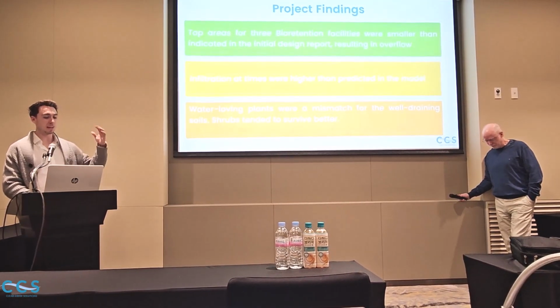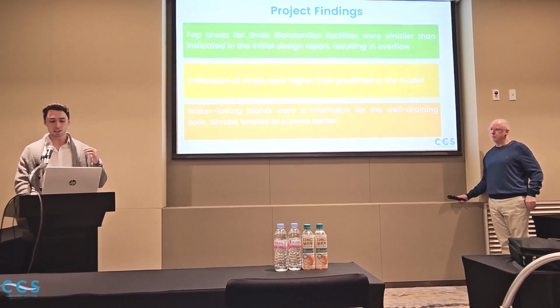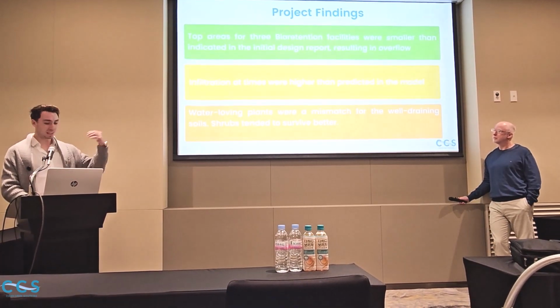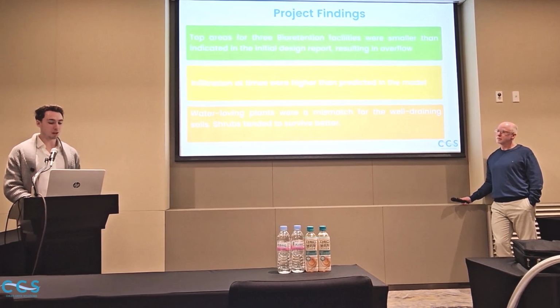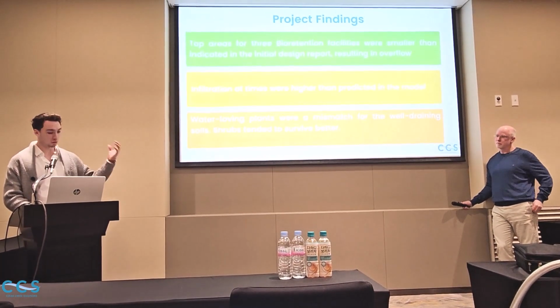And so some of the areas for the bioretention facilities that didn't perform correctly were smaller than they were supposed to be in the initial report. Some of the infiltration rates were higher than predicted in the model because of the coarser soil used.